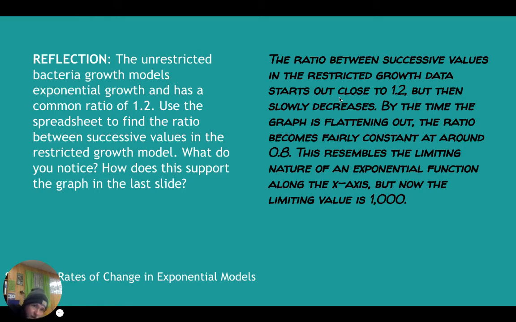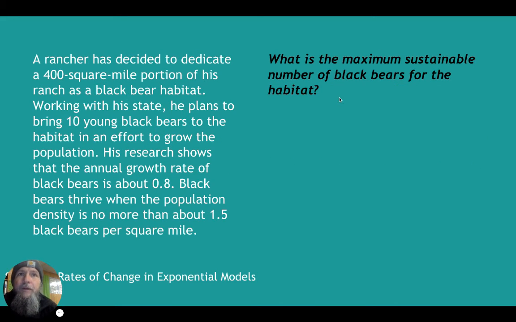And it decreases to a point by the time the graph is flattening out, it becomes constant around 0.8. It resembles the limiting nature of an exponential function along the x-axis. But now the limiting value is 1,000. Okay? What's the maximum sustainable number of black bears for this habitat?